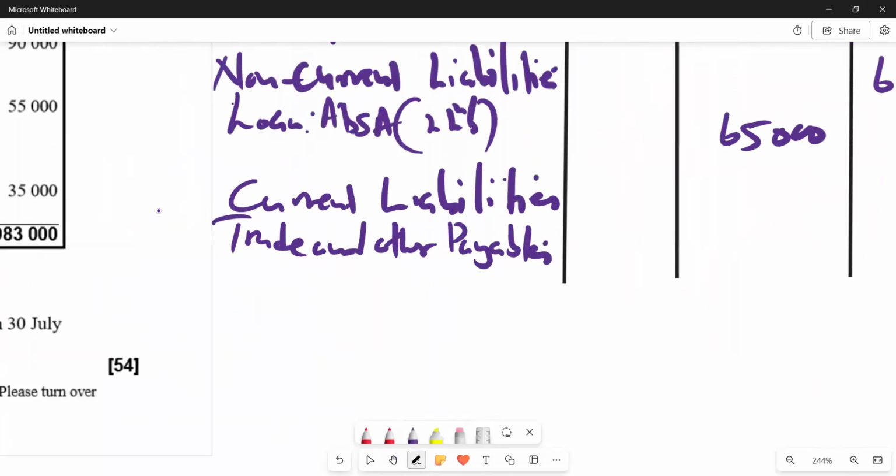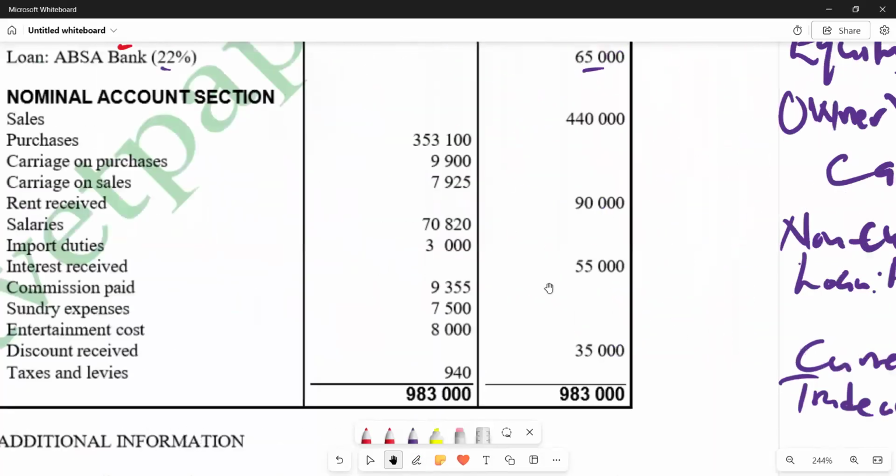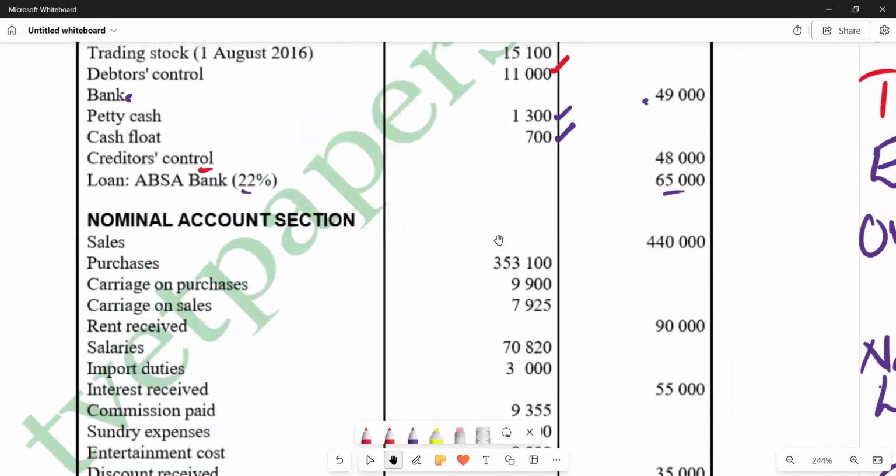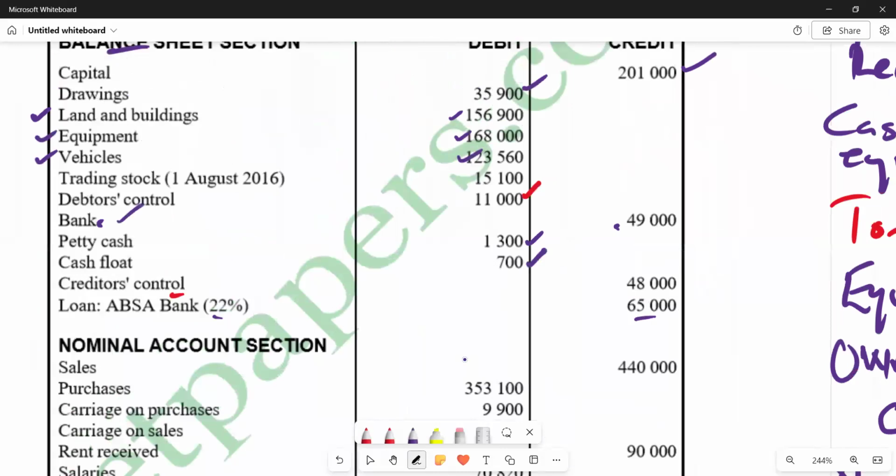Reference, we are saying note 6. And the figure that we are having is 47,000. So here we've got 47,000. So remember, we also have the issue of bank overdraft and the credit bank balance that we got there. So when the bank has a credit balance, like in this case, we call it a bank overdraft. So when it's a bank overdraft, we put it under current liabilities as bank overdraft.